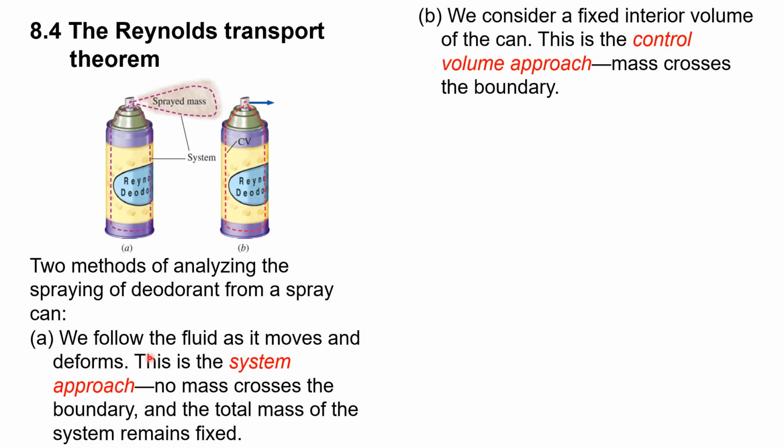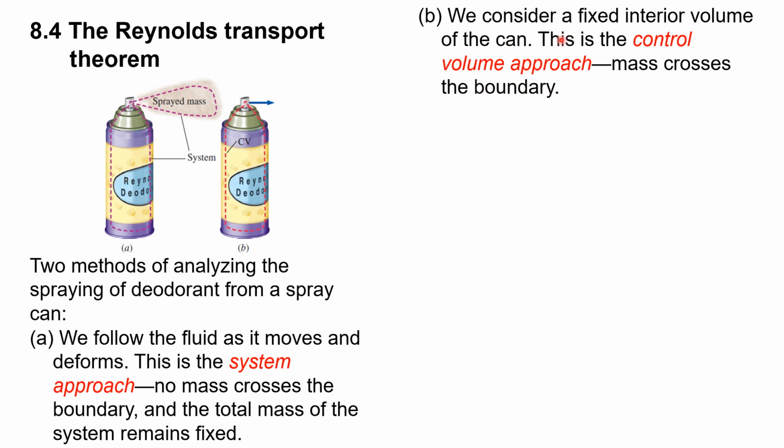So the first method, we follow the fluid as it moves and deforms. This is the system approach. No mass crosses the boundary and the total mass of the system remains fixed. So we analyze the fluid in the can. As it moves and deforms, you're not pressing anything on the can, so nothing goes out of the can. So the total mass of the system is fixed. So we can analyze the particles inside.